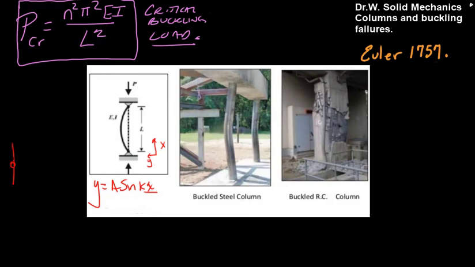Recall for a sine curve, it starts at 0, reaches a maximum, and goes into the negative territory. And that's at pi, and this would be at 2 pi. So we're seeing that portion of the curve here as it begins to collapse. And here's a steel column that's been overloaded, and we can see it beginning to bubble. And here's what it looks like in a reinforced concrete column.